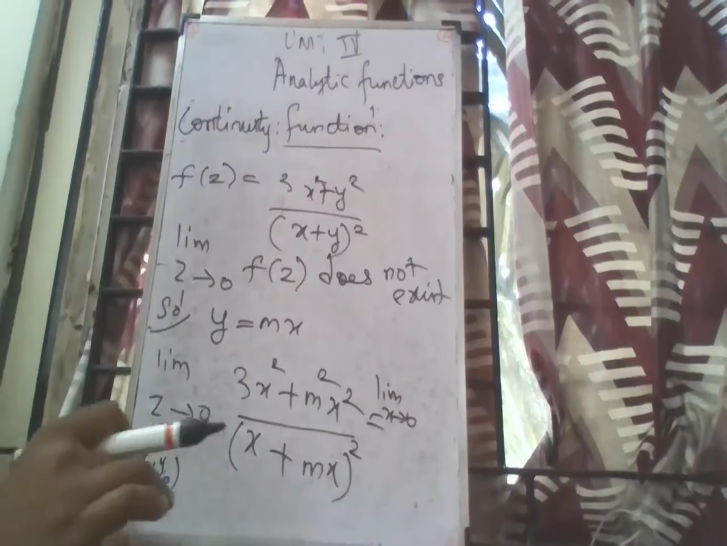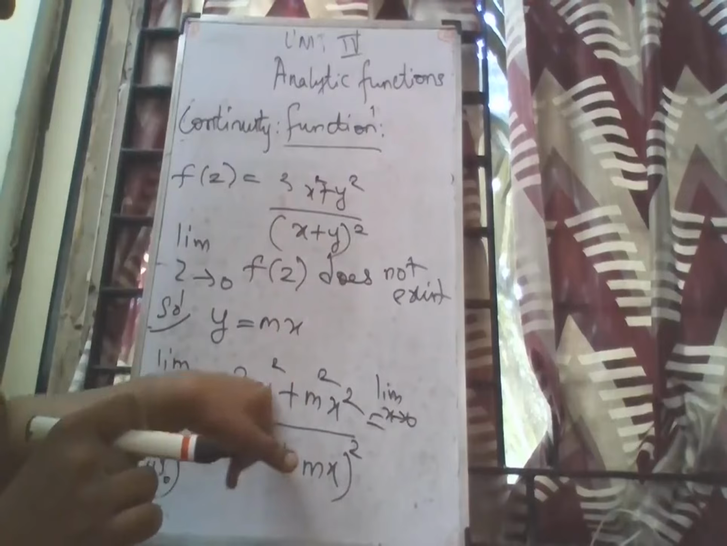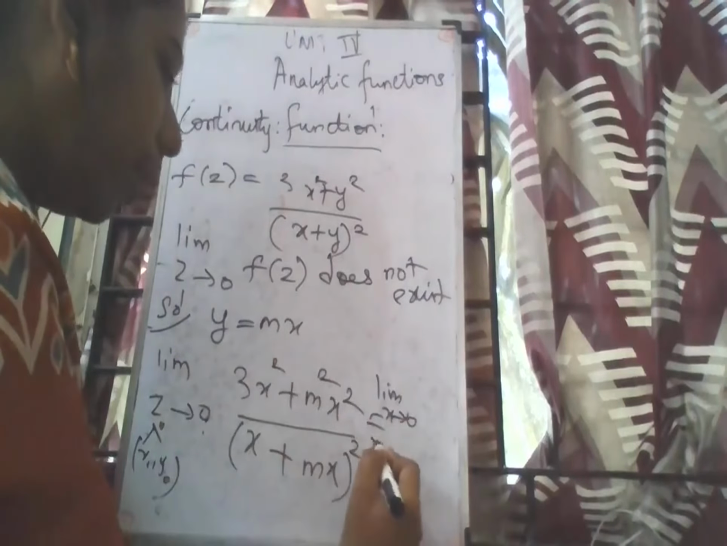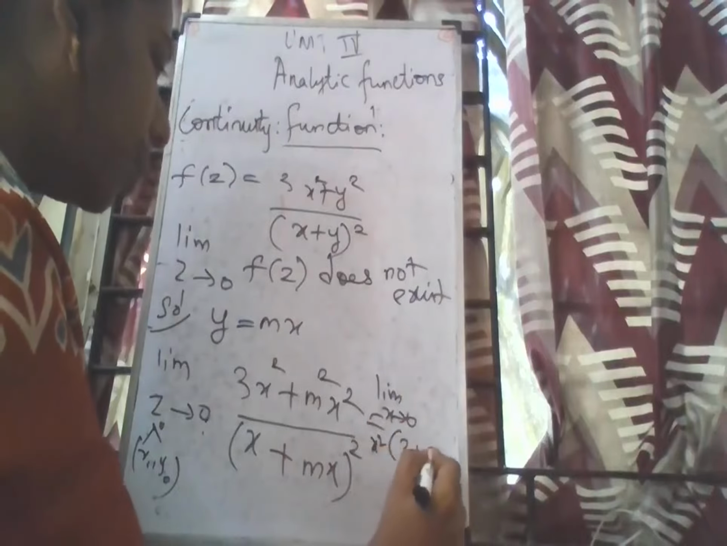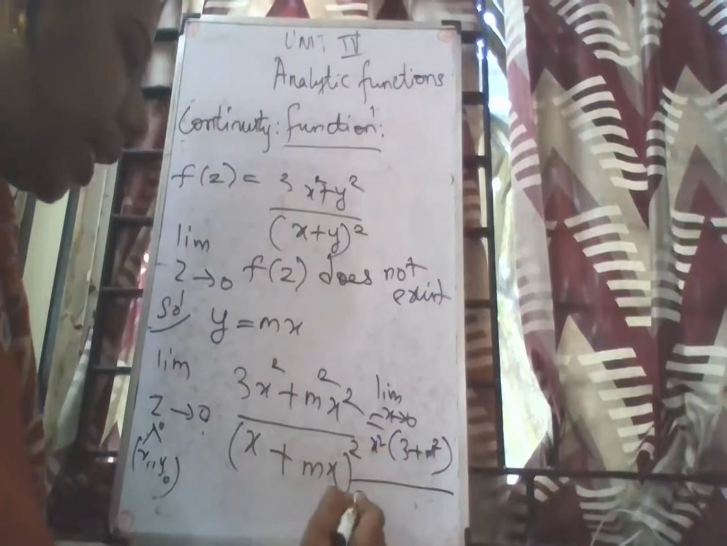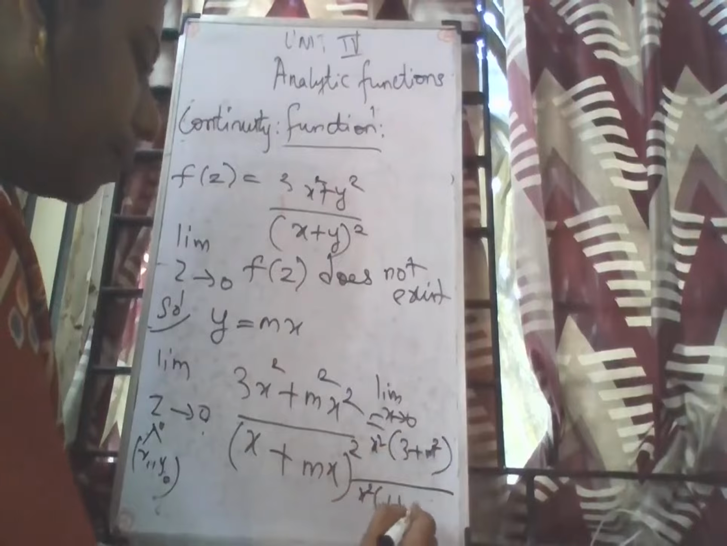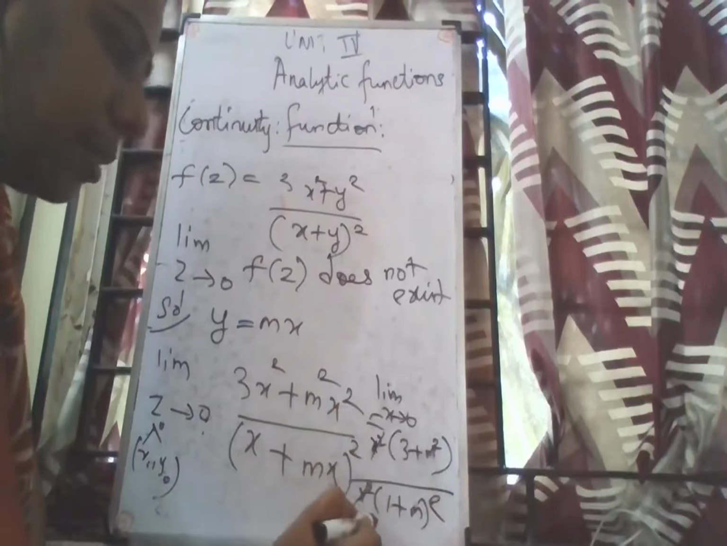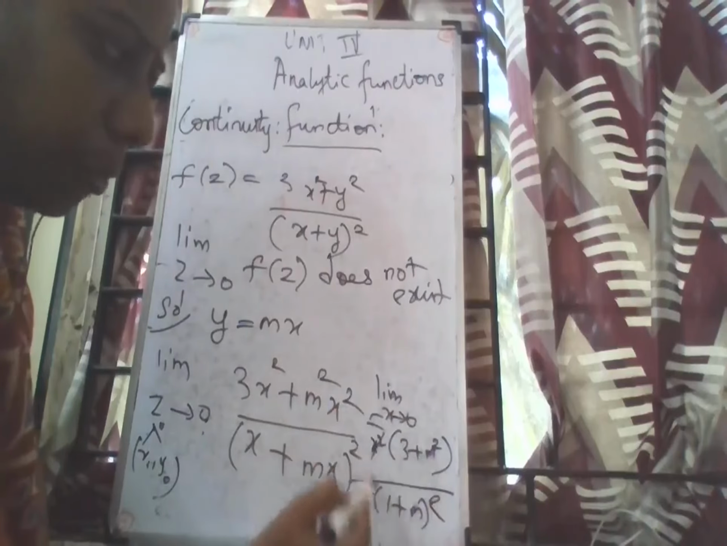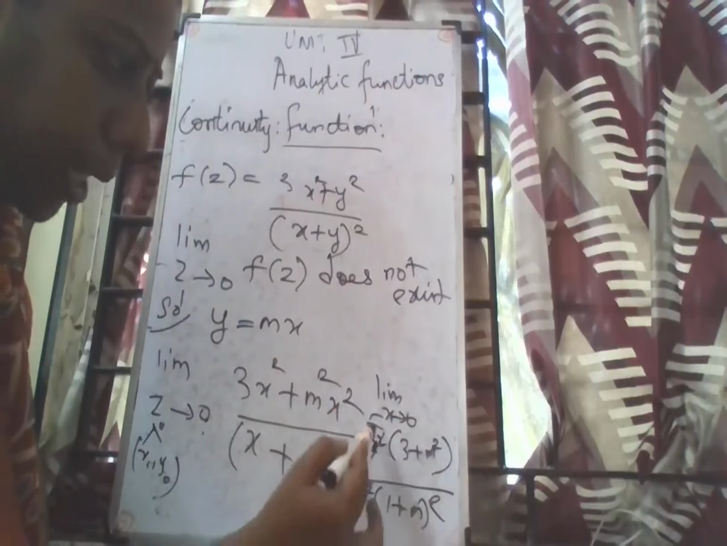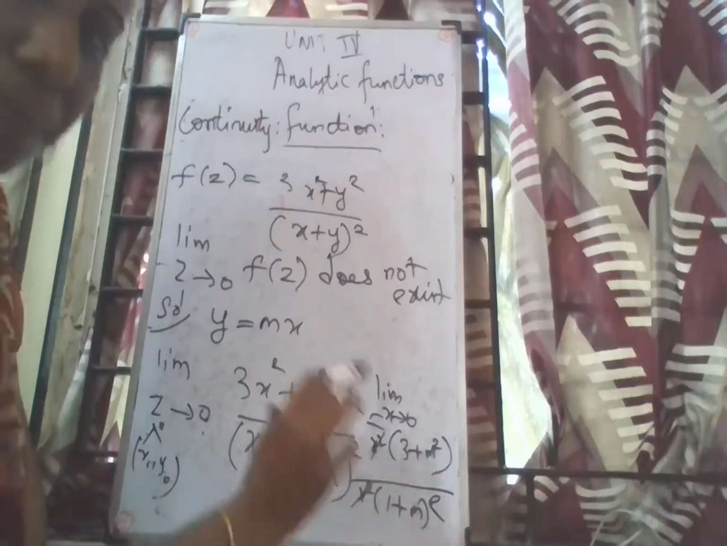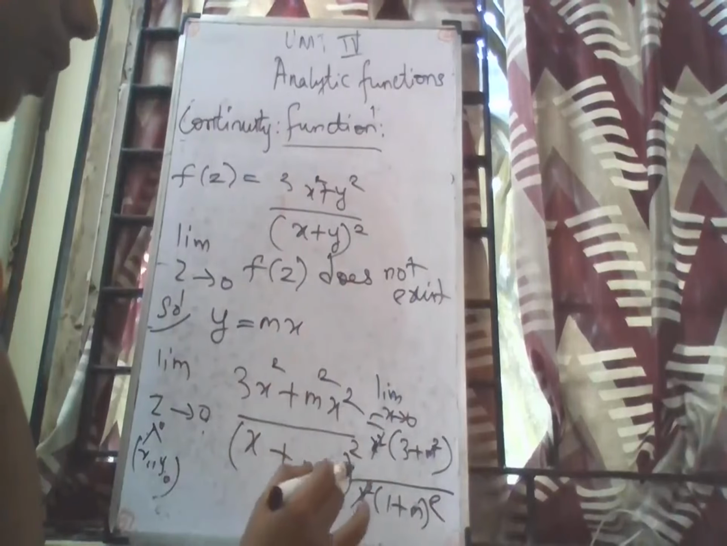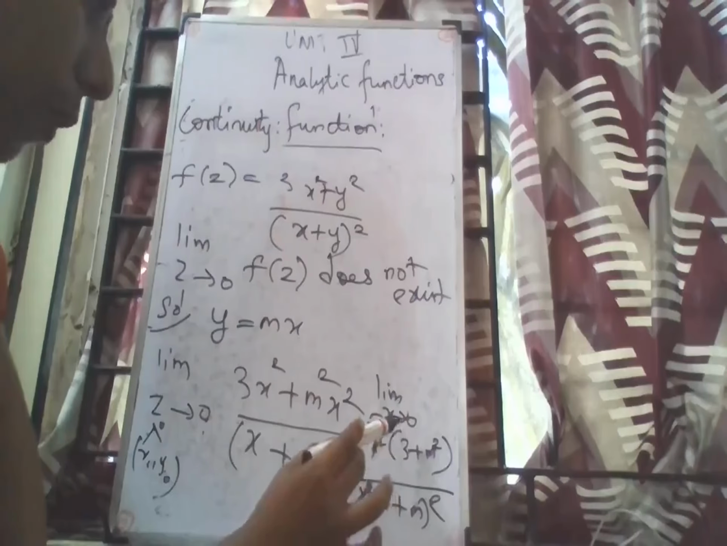Just wait and watch. Here I can cancel this x square, isn't it? In the numerator, if I take x square, I get 3 plus m square. In the denominator, if I take x square, 1 plus m the whole square. So x square gets cancelled, and then I have to apply the limit as x tends to 0. But after cancelling, I couldn't find any x over here. Now, just wait and watch what value we are getting here.